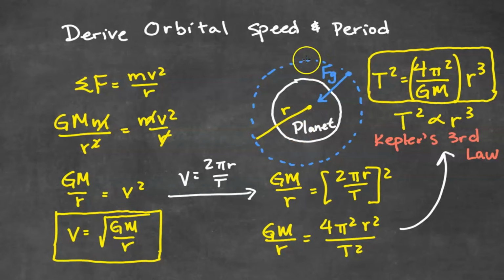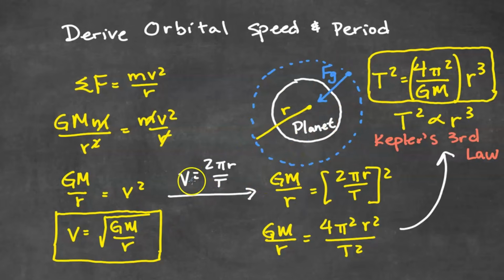So this is the speed you would need to stay in a circular path. Of course, if you go faster, then you're going to go in an elliptical path. If you go slower, you also go in an elliptical path. If you go too slow, you're going to crash into the planet.